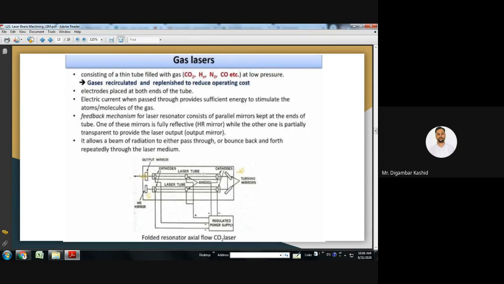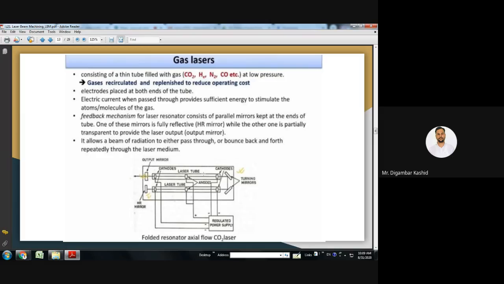Since it is partially transparent, a few beams are bounced back or returned into the laser medium, because it is partially reflective. The high energy beam comes out of that partially transparent mirror as your laser beam. So this is a folded resonator axial flow CO2 laser.